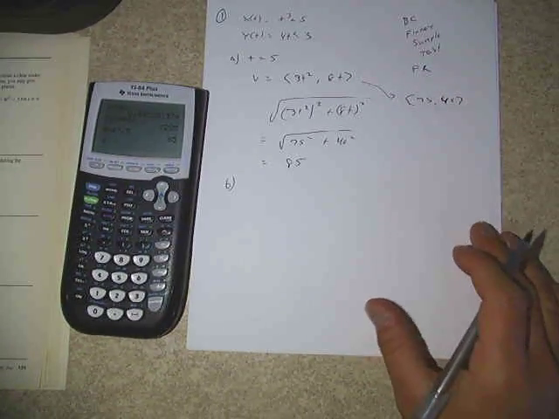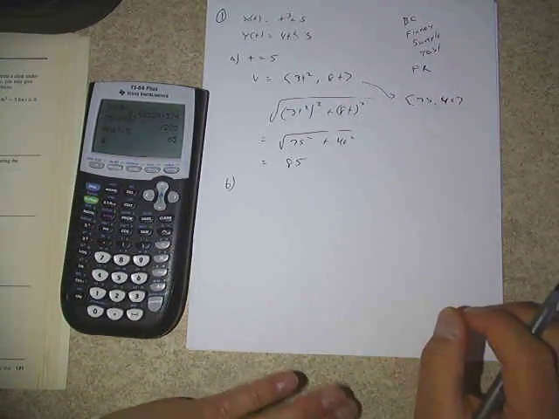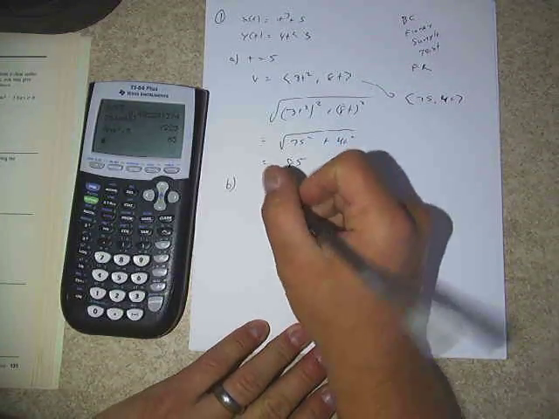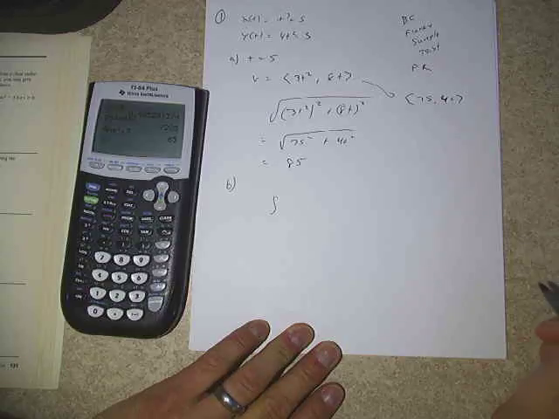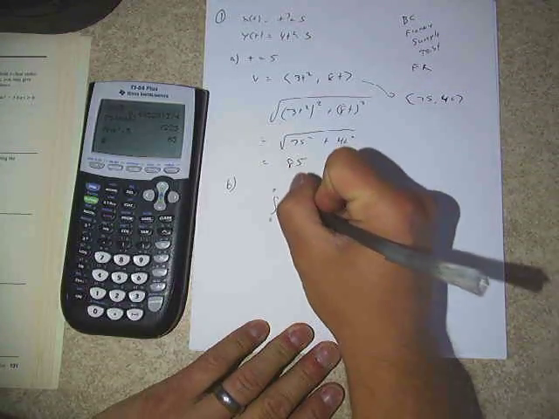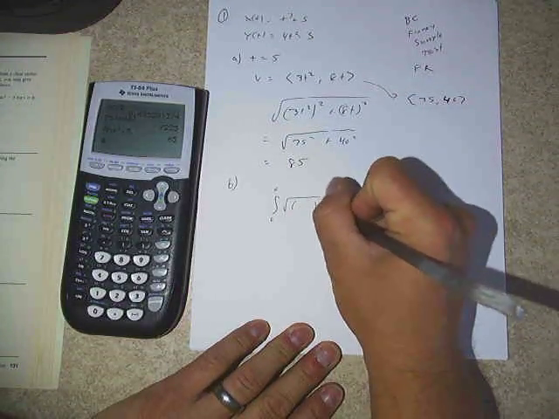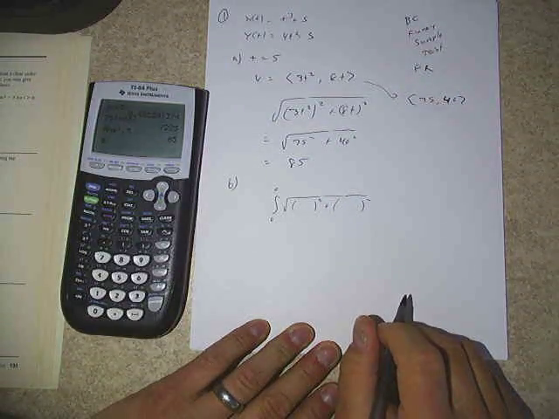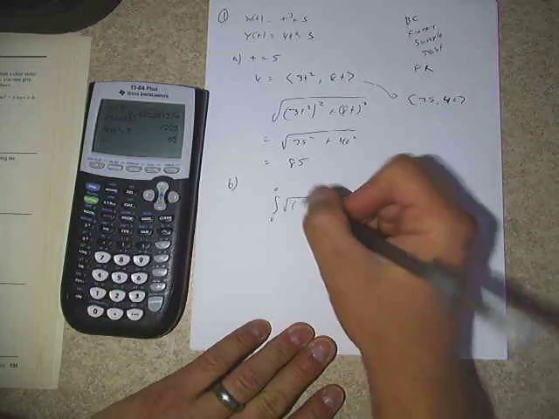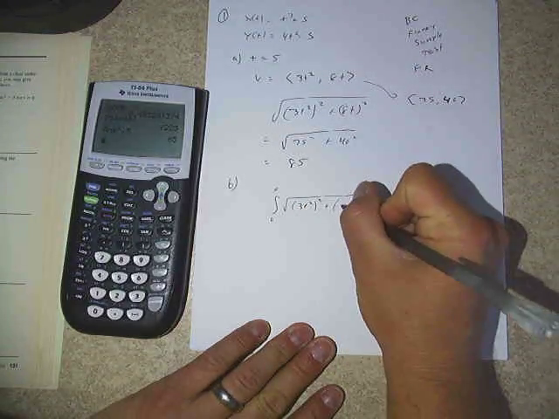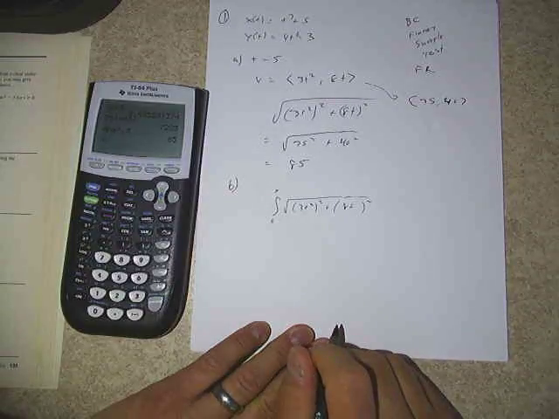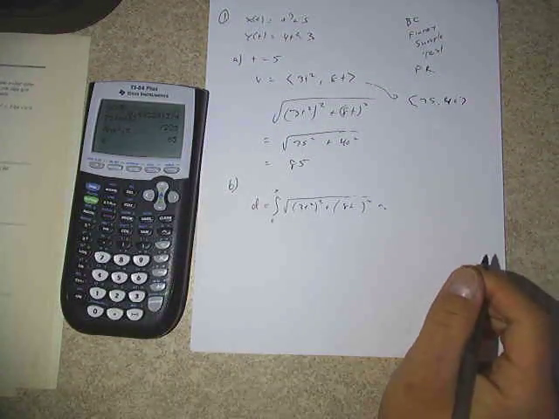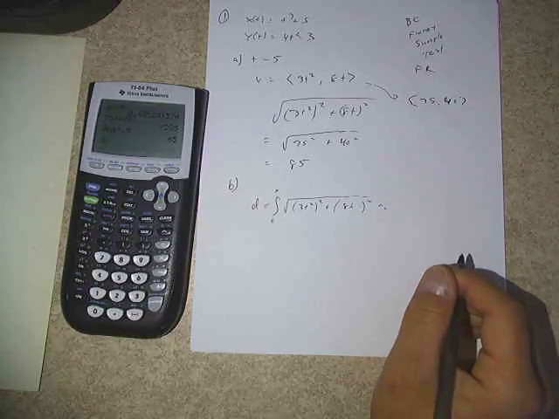Alright, and the next part. Part B says find the total distance traveled. That is the length of the path traced by the particle during time 0 to 5. Again, we know that that's an integral. It's going to be the integral from 0 to 5 of the square root of, and in here, we're going to have dx dt and dy dt. So for us, that'll be the 3t squared and the 8t. So that would be our distance traveled.